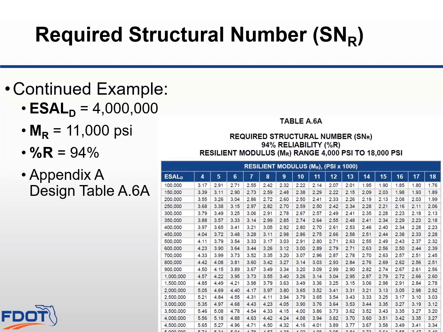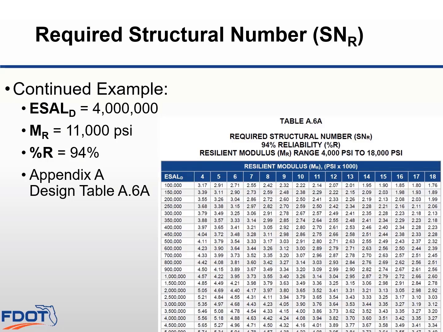To find our required structural number, we can remember back to using the design tables in Module 4 for our new construction calculations. We'll find the required structural number for our resurfacing project in the exact same manner. So for this example, let's say we have a design ESAL of 4 million.